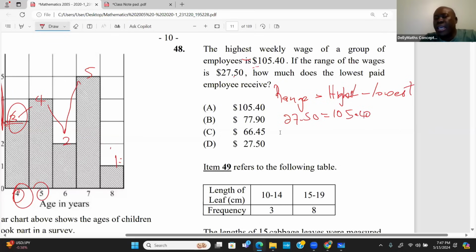The lowest is to take the range from the highest. So for the lowest, you should just say, oh, the range, I'm going to subtract it from the highest. This is going to give me the lowest, because if I have the highest and I know the range, I subtract it and I get it. So 105.4, you subtract about 2750, and you're going to get 7790.